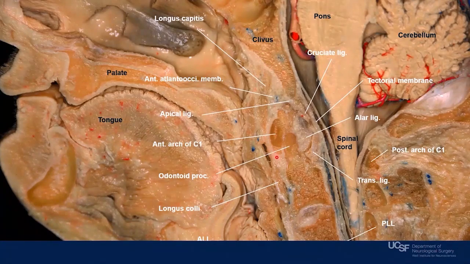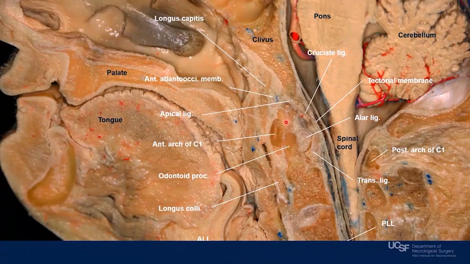In terms of ligaments, we can identify the anterior longitudinal ligament lying anterior to the anterior portion of the body, and at the posterior portion of the vertebral body, we see the posterior longitudinal ligament. If we move superiorly, this longitudinal ligament becomes the tectorial membrane, and anteriorly, the anterior longitudinal ligament becomes the anterior atlanto-occipital membrane. Posteriorly, we have the posterior atlanto-occipital membrane.